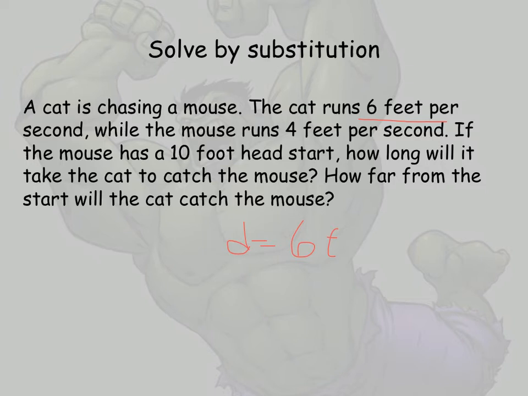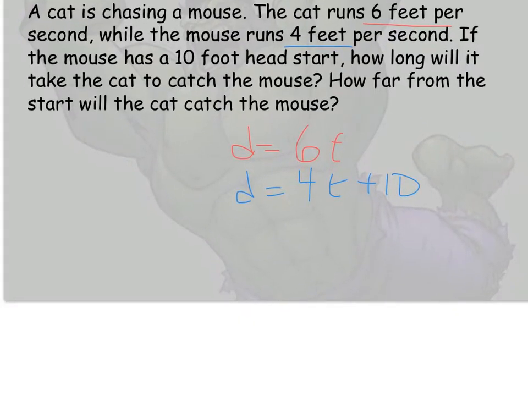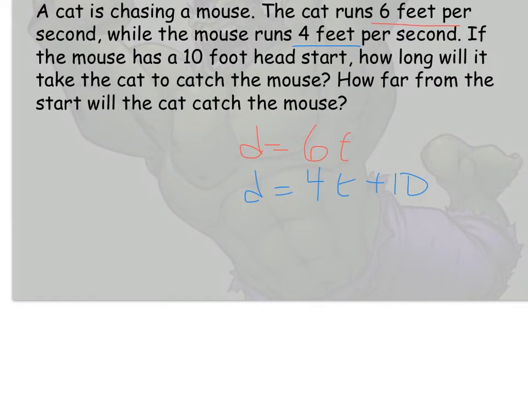And then the mouse, the equation for the mouse's distance is it runs 4 feet per second, so that's the mouse's slope. We don't know the time, but it has a 10-foot head start, so we have to add that in. So, like we talked about in class, if we have d equal to something and d equal to something, but it's 2 different somethings, well, doesn't it make sense that we can set d equal to d?